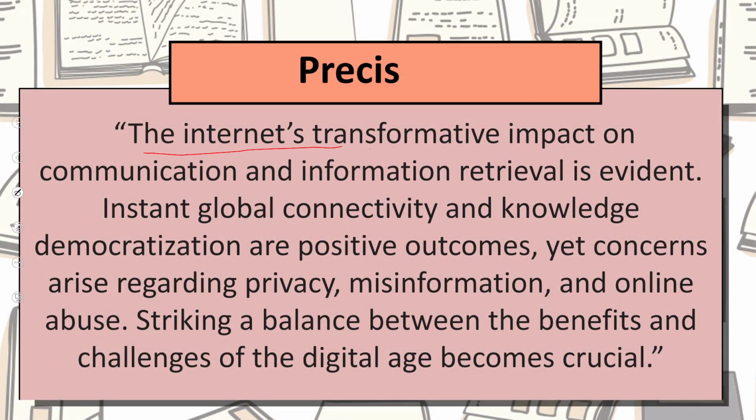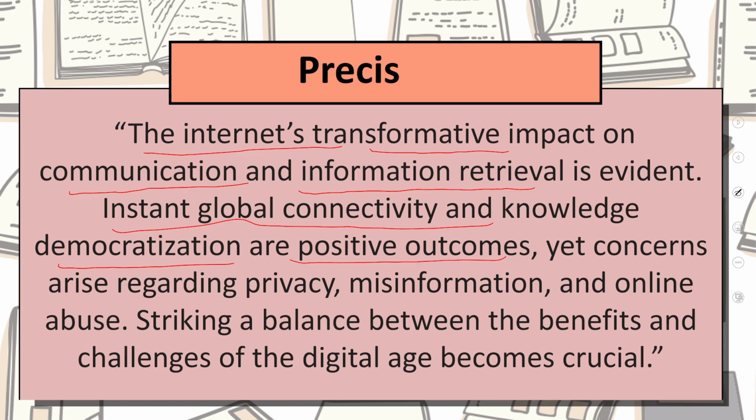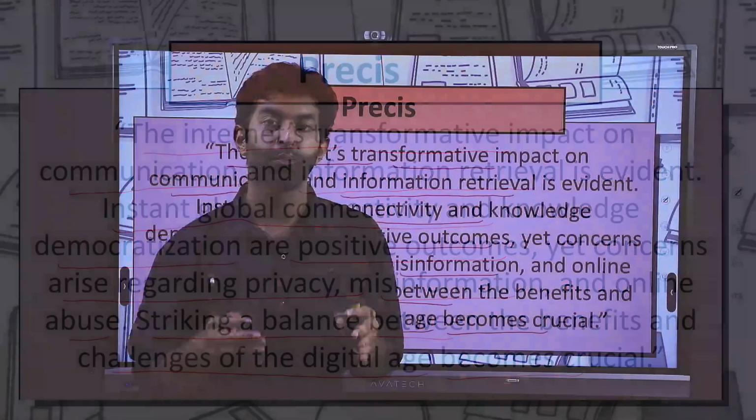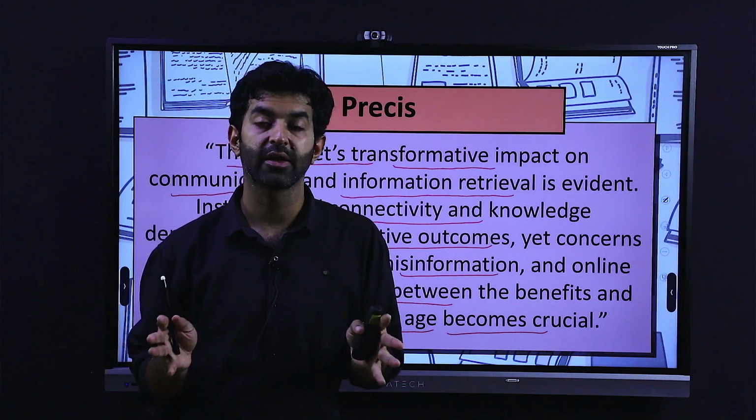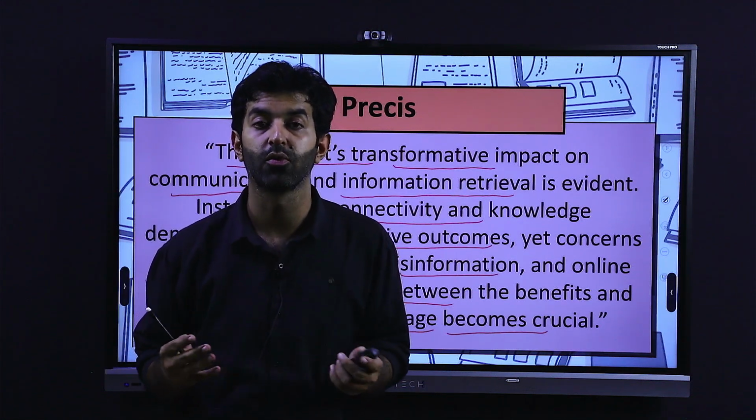The internet's transformative impact on communication and information retrieval is evident. Instant global connectivity and knowledge democratization are positive outcomes. Yet, concerns arise regarding privacy, misinformation, and online abuse. Striking a balance between the benefits and challenges of the digital age becomes crucial. So this is the summarization. This is the précis of the whole text that we have read previously in the previous slide.